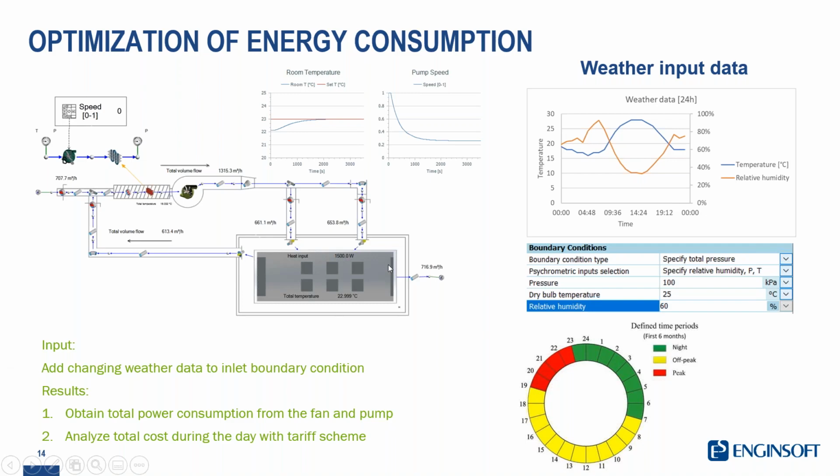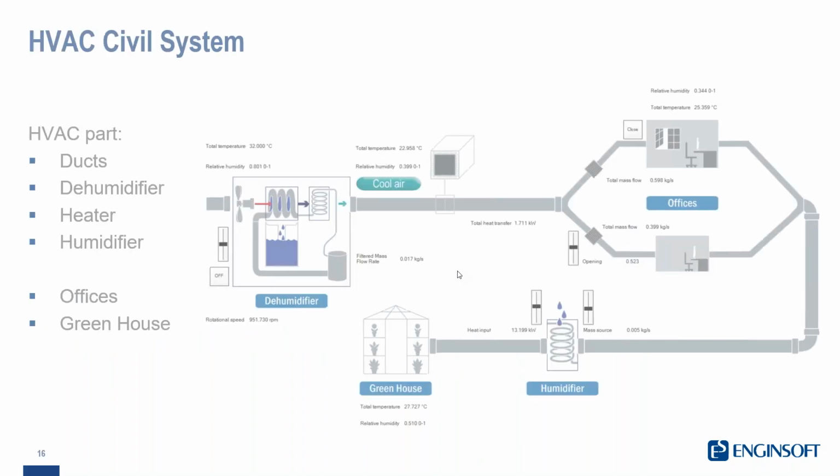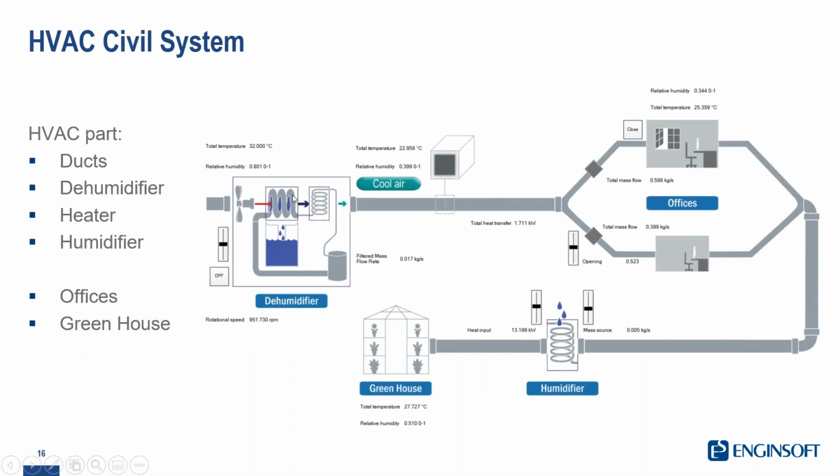So in this case, you can easily simulate with a transient analysis, a transient scenario, also changing the boundary conditions that include the main variables of the HVAC system: relative humidity, dry bulb temperature, and pressure. In this second example, we will also see the condensation phenomenon and how we can treat it. In this civil HVAC system, we have basically the same parts, but now we will focus more on the cooling coils of the dehumidifiers.